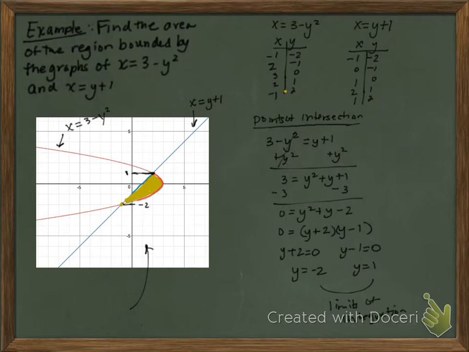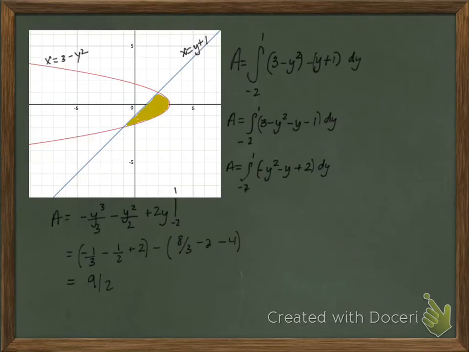You set that it was going to be equal to 0 anyway, but you have to factor that, and this factors into two binomials. One would be y plus 2, the other one is y minus 1. Then you take those factors from those binomials and set them equal to 0 to solve for y. And then I get negative 2 and 1. It should confirm what you have on the graph. So those would be your limits of integration.